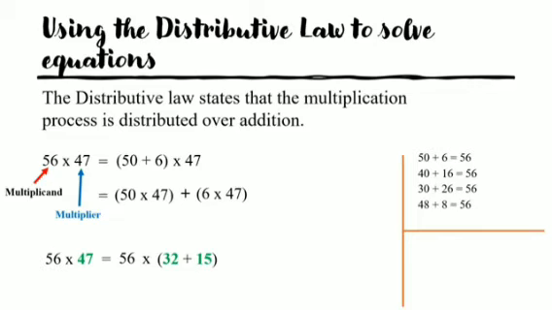Distributing the multiplication of 56 will give me 56 times 32 plus 56 times 15. Note carefully, in this case, the 56 was distributed, and so therefore the 56 will be in bracket 1 and in bracket 2, whereas the sum 32 plus 15 is the multiplier, so that 32 plus 15 is 47.